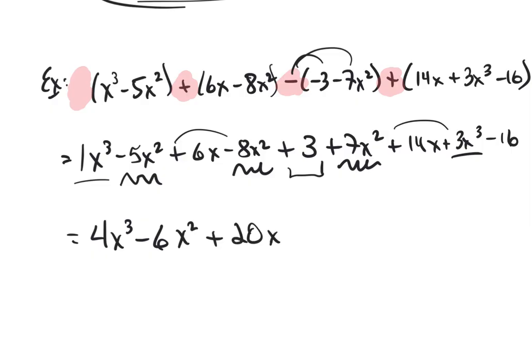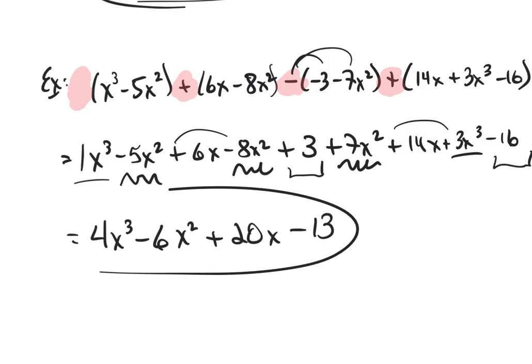And then it looks like we have 1, 2. Am I missing anything there, guys? No, I don't think so. Just 2 plain old numbers. So 3 minus 16 is negative 13. Okay? So adding and subtracting of polynomials shouldn't be too bad because it's just combining like terms. Okay? So moving on to multiplication.